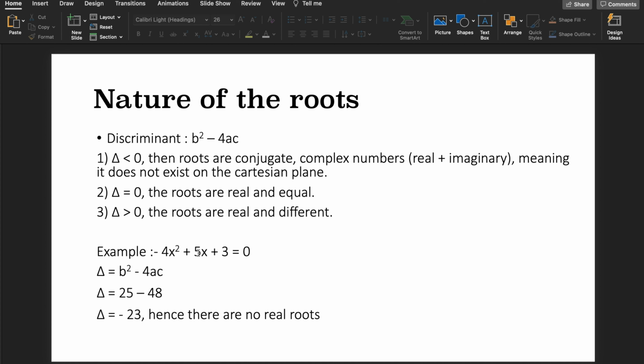For example, let's take the equation 4x squared plus 5x plus 3 equal to 0. Here the discriminant would be b squared minus 4ac. It's 5 squared, which is 25, minus 4 into 4 into 3. 4 into 4 is 16, into 3 would be 48. When we calculate this, we get minus 23. So since the discriminant here is negative, we can conclude that there are no real roots.